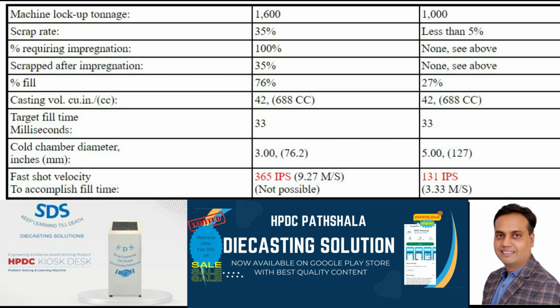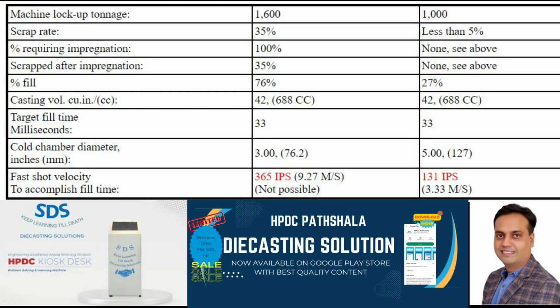address these challenges. A new supplier implemented several process changes. One of the key changes was using a large cold chamber in a smaller machine, deviating from the conventional approach. This decision yielded remarkable results. Let's take a look at the outcome.